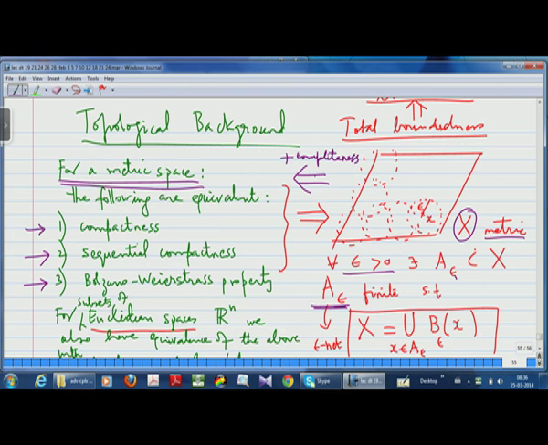So in other words, if you take the open balls centered at these finitely many points, the elements of A epsilon, the so-called epsilon net, with radius epsilon, then the union of all these balls will cover the whole space. Mind you, you are covering the space by only finitely many open balls of given radius epsilon. And this should work for every epsilon. Even if you make epsilon smaller, you will still find another finite set of points, centered at which if you take these epsilon balls and take the union, it will still cover the whole space. It's a very strong property.